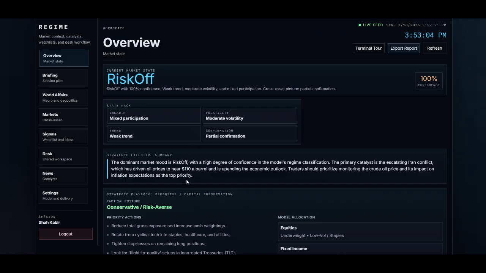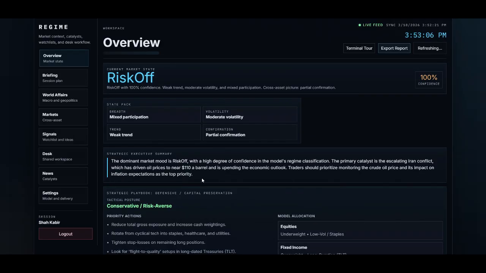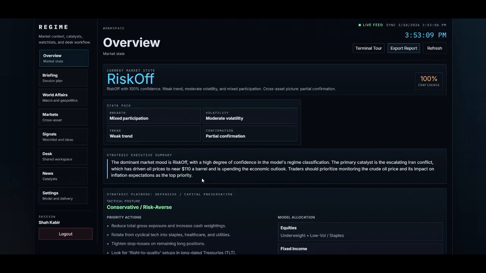Below that, we provide a strategic executive summary. When the AI layer responds normally, it turns the live market state into a concise interpretation for the user. And if AI commentary is delayed, the platform degrades gracefully and falls back to deterministic market intelligence rather than failing entirely.